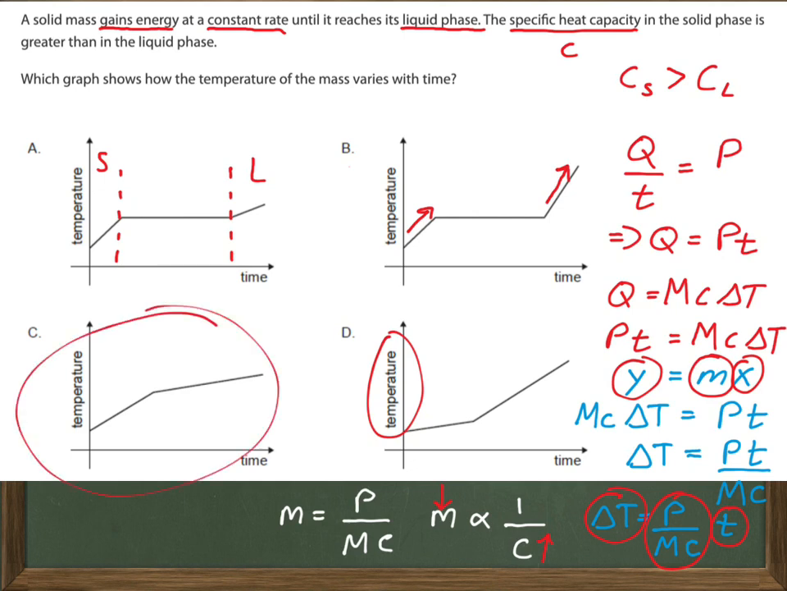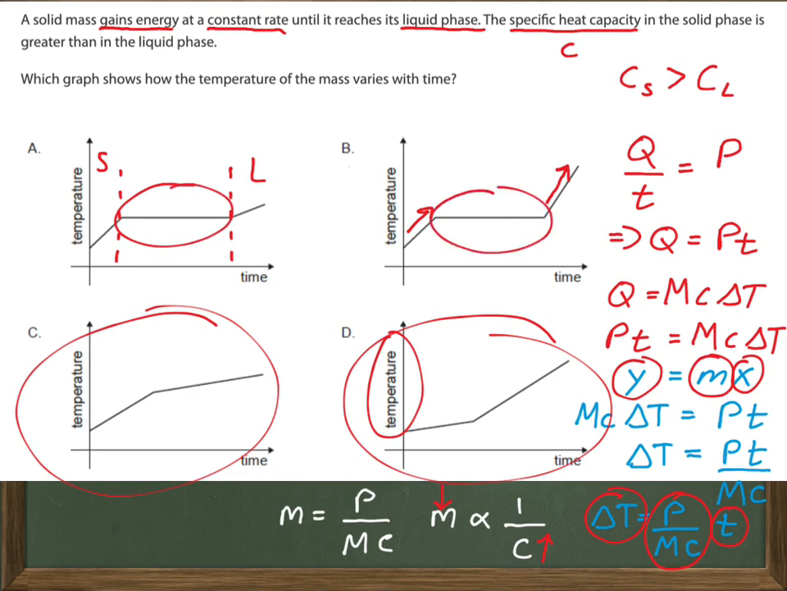I could rule these out straight away because they don't have any latent heat. We need this section here because this is the latent heat that is added while the substance is changing state. So I could rule them out straight away. And here, since the gradient in A, in the liquid phase, is less than the gradient in the solid phase, that doesn't match up with what I want down here. Okay, so my correct answer is B.